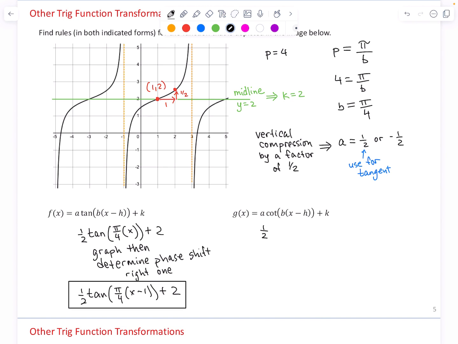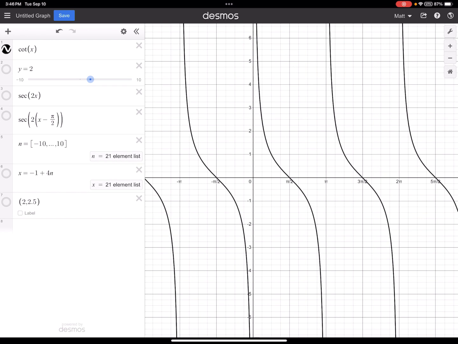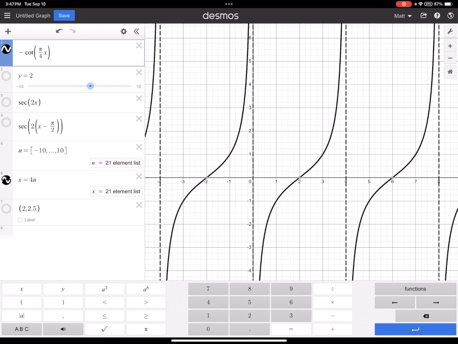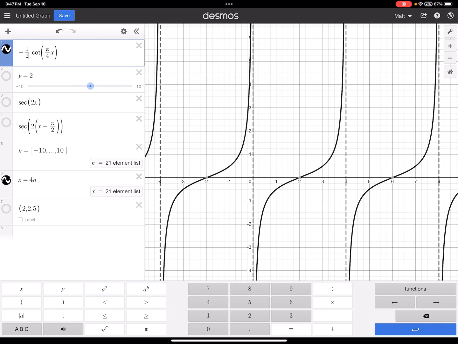If we have a is 1/2, cotangent, b will have to be pi fourths again, and let's do no phase shift, but a vertical shift up 2. We'll graph this. Here's the original graph of cotangent. Let's adjust the period. Now notice that the curves are decreasing curves from left to right. We want those to be increasing curves, so we will need to do a reflection about the x-axis, as well as a vertical compression by a factor of 1/2. So we actually need our lead coefficient to be negative 1/2.